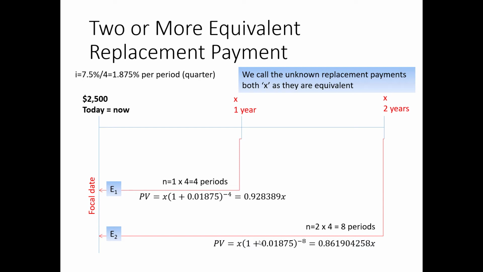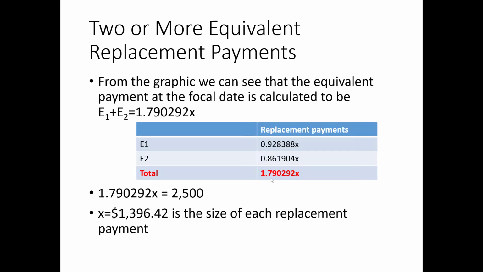Nothing special here. We're still going to gather up all our x's, just like we always gathered up our unknowns, whether we were in Unit 2, Unit 5, or Unit 4. We just add those x's and we get 1.790292 times x. That equals $2,500, right? Divide both sides by 1.790292 to isolate x, just like we always do, and we get the payment, $1,396.42. So we're making 2 payments of that amount.